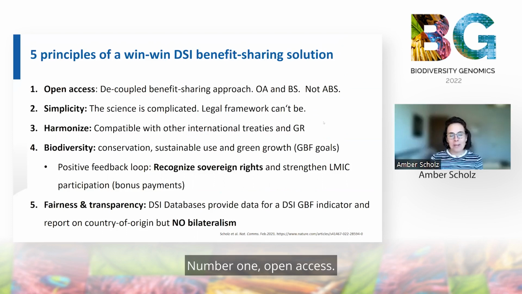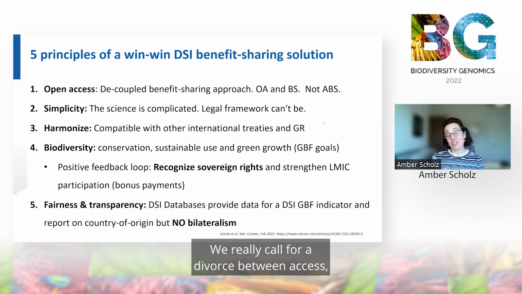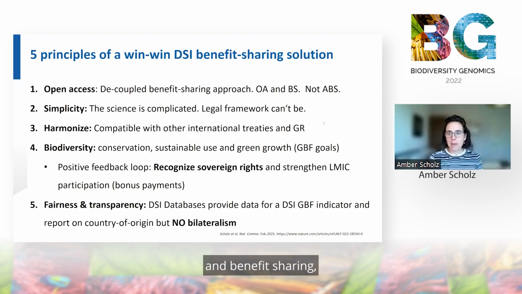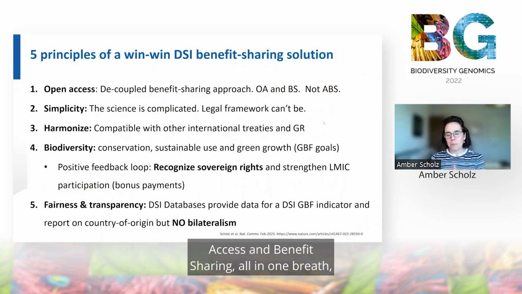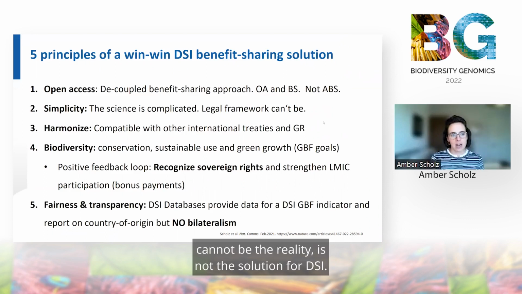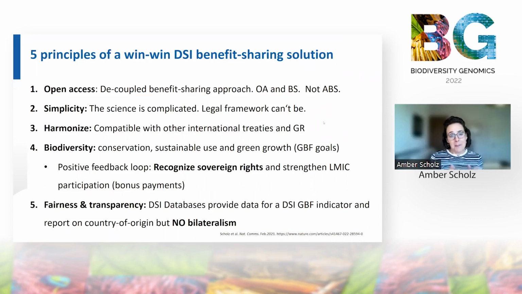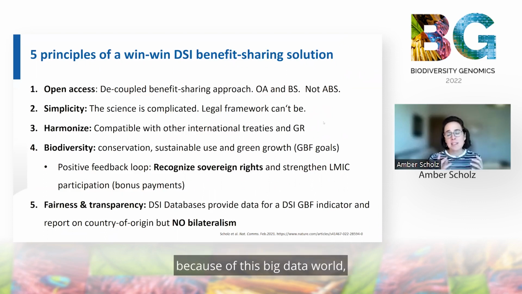Number 1, open access. We really call for a divorce between access, which needs to be open, and benefit sharing. This sort of well-known acronym, ABS, access and benefit sharing, all in one breath, cannot be the reality, is not the solution for DSI. Number 2, simplicity. Because the science is complicated, because of this big data world, the solution has to be simple. The legal framework must be simple.